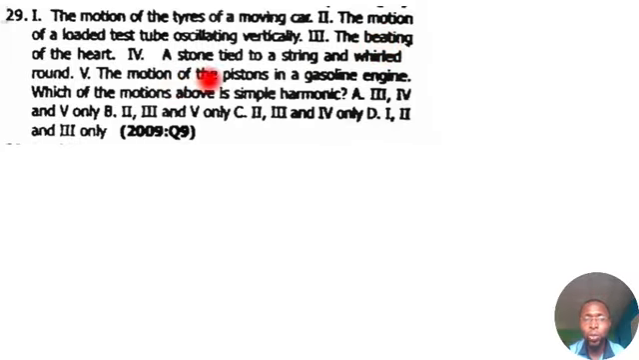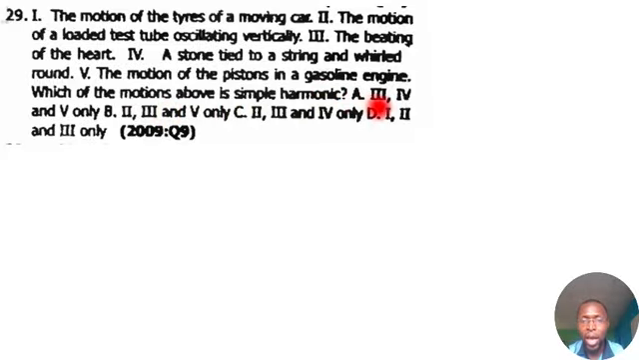Then a stone tied to a string and wheeled round. This is not simple harmonic motion. This is circular motion. So we've seen II and III to be correct. Then number V, the motion of the piston in a gasoline engine. The motion of the piston in a gasoline engine also goes to and fro. Okay, that's V.